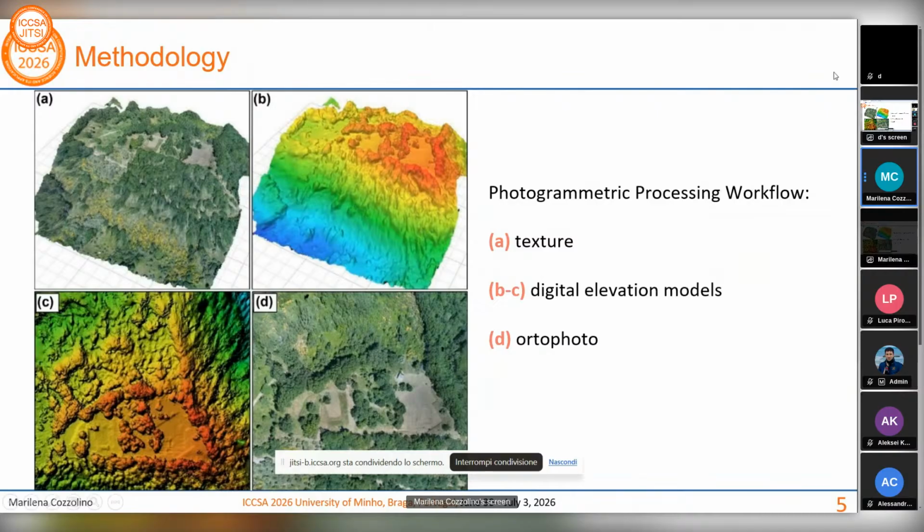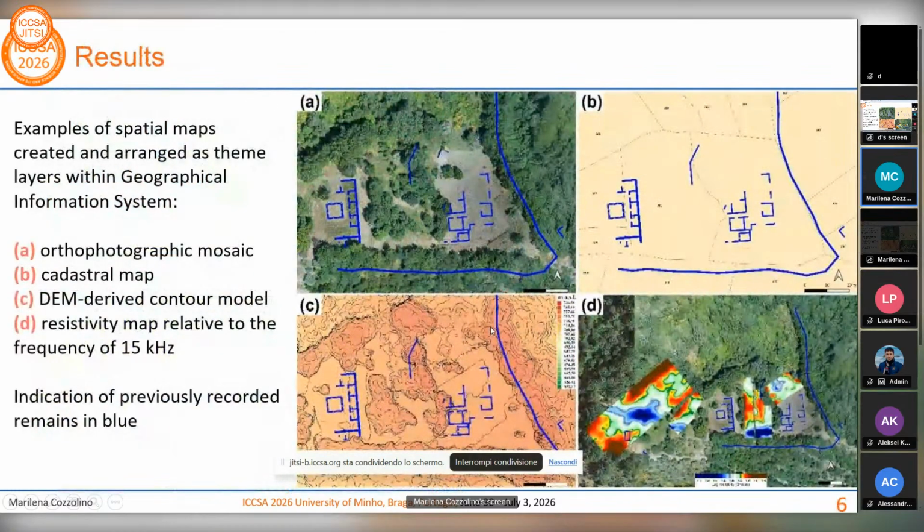All results and processed datasets have been referenced and stored within a geographical information system, and several types of spatial maps have been created and arranged as 10 layers within the digital structure. Here are some examples. We have cadastral maps, orthophoto, digital elevation models, and geophysical prospection, all compared with the previously recorded remains that are seen in blue.